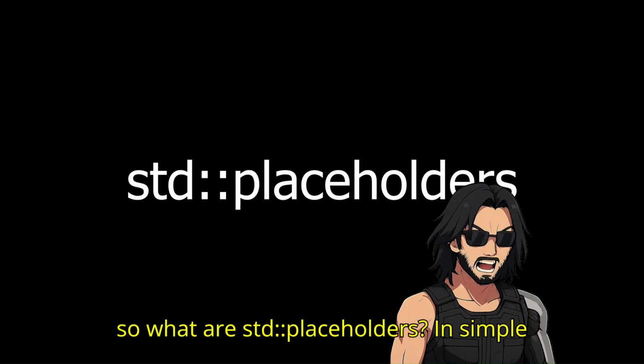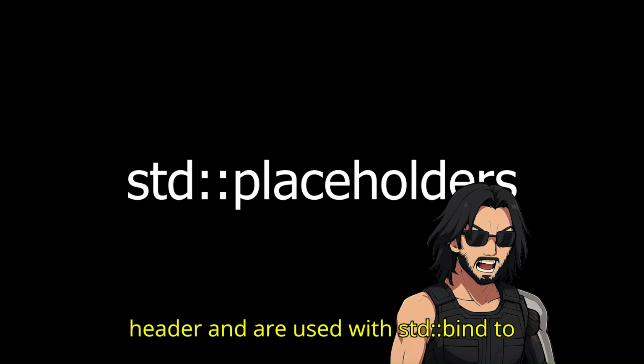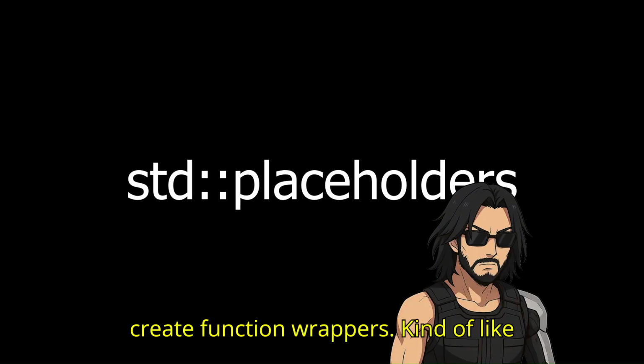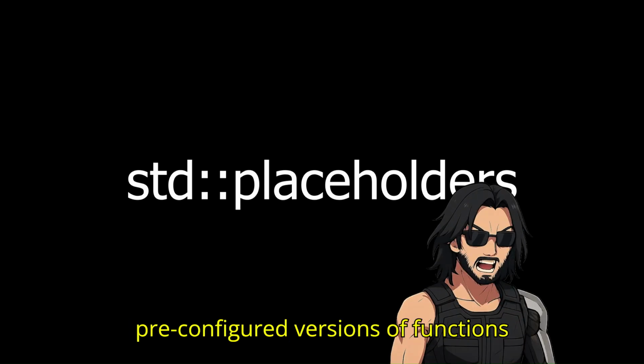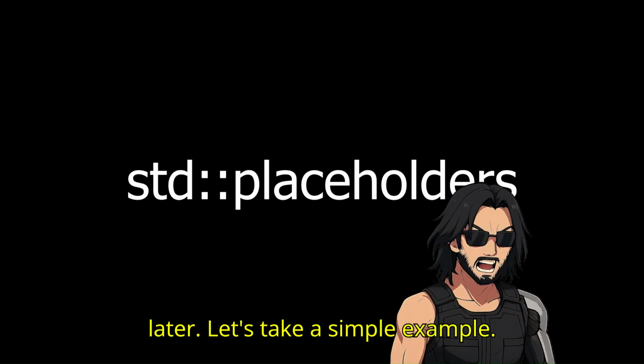Alright, so what are std::placeholders? In simple terms, they are part of the functional header and are used with std::bind to create function wrappers, kind of like pre-configured versions of functions where some of the arguments are already fixed and others are left to be filled in later. Let's take a simple example.